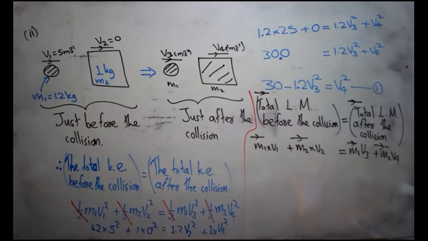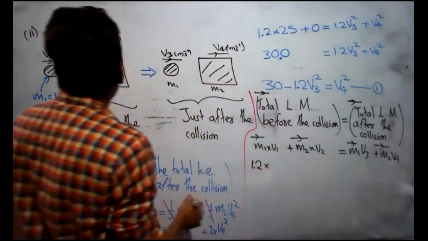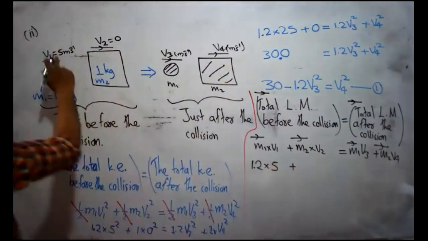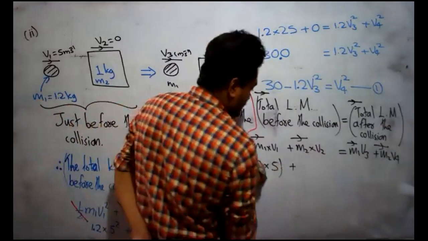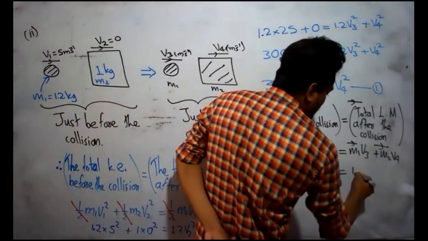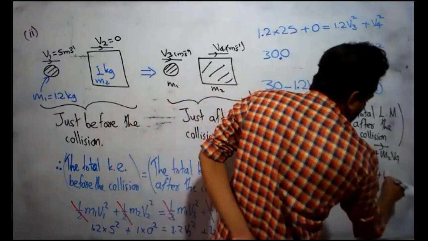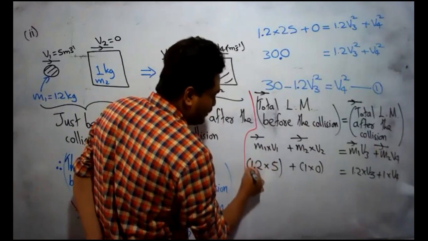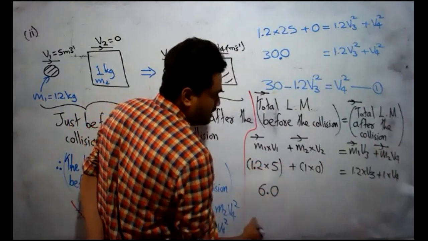Right, m1 is given as 1.2. v1 we have found as 5 meters per second. m2 is 1 kilogram, but velocity v2 is 0. After the collision, m1 is 1.2 and we don't know what v3 is. m2 is 1, the velocity is v4. 1.2 times 5: 12 times 5 is 60, but one decimal point should be removed, therefore 1.2 times 5 is 6.0.